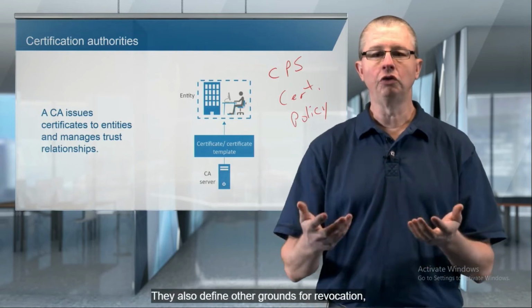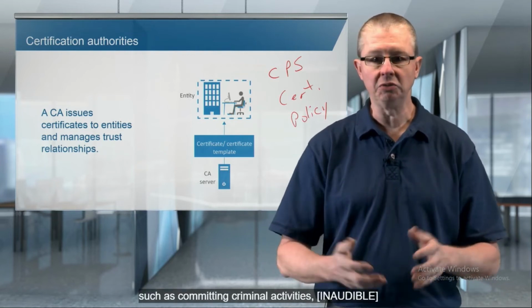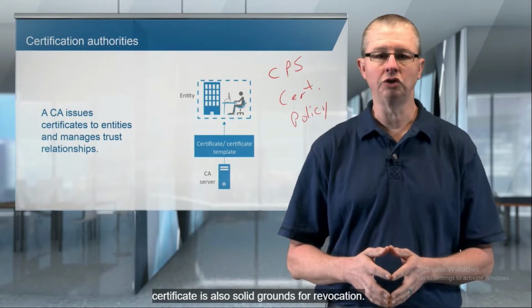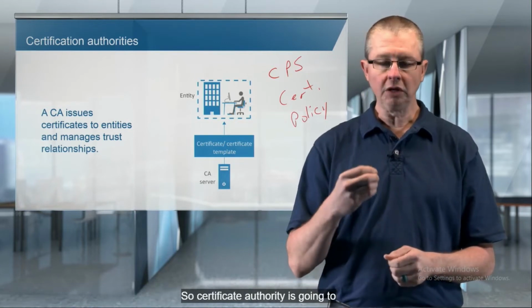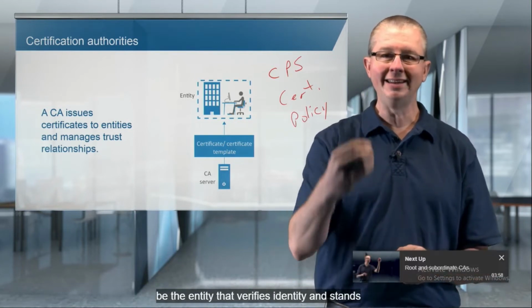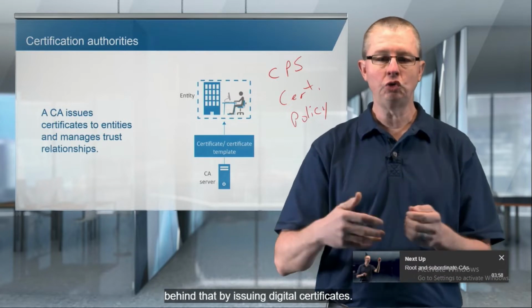They'd also define other grounds of revocation, such as committing criminal activities, where the certificate was also a solid grounds for revocation. So a certificate authority is going to be the entity that verifies identity and stands behind that by issuing digital certificates.